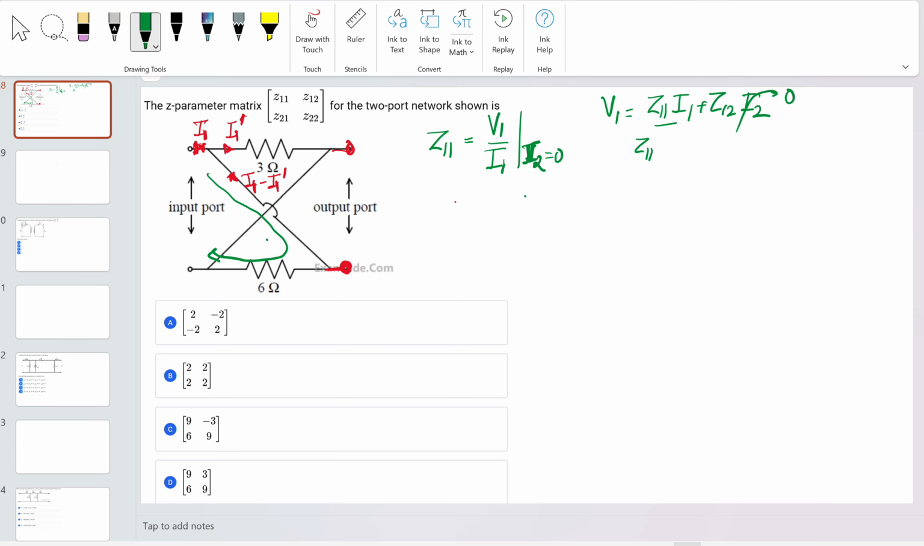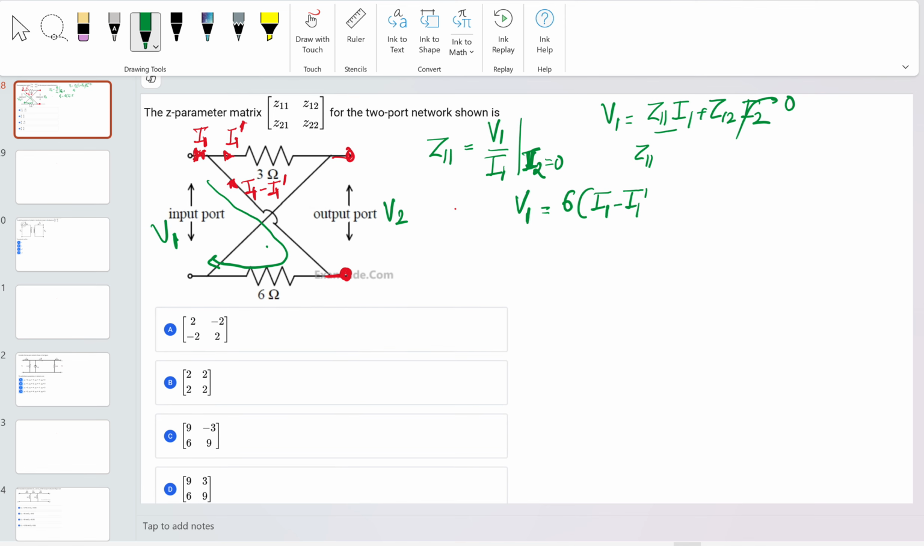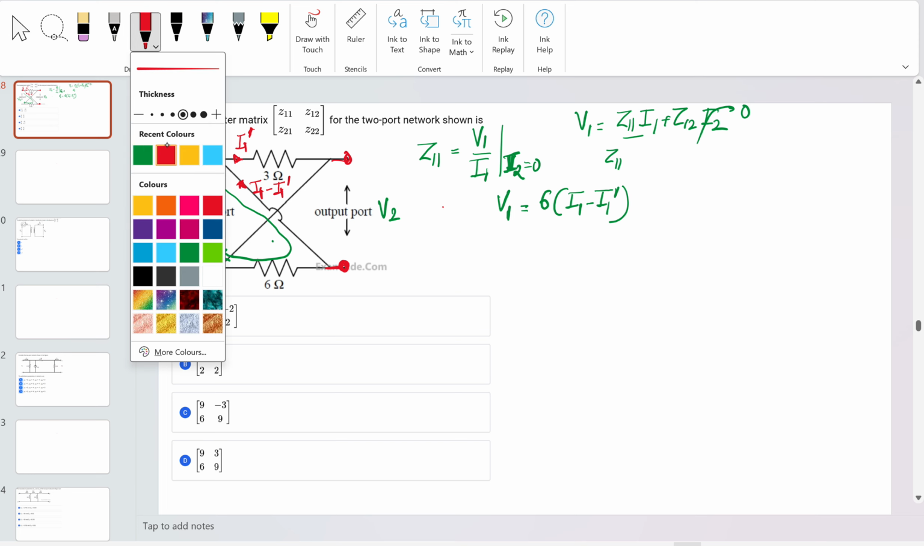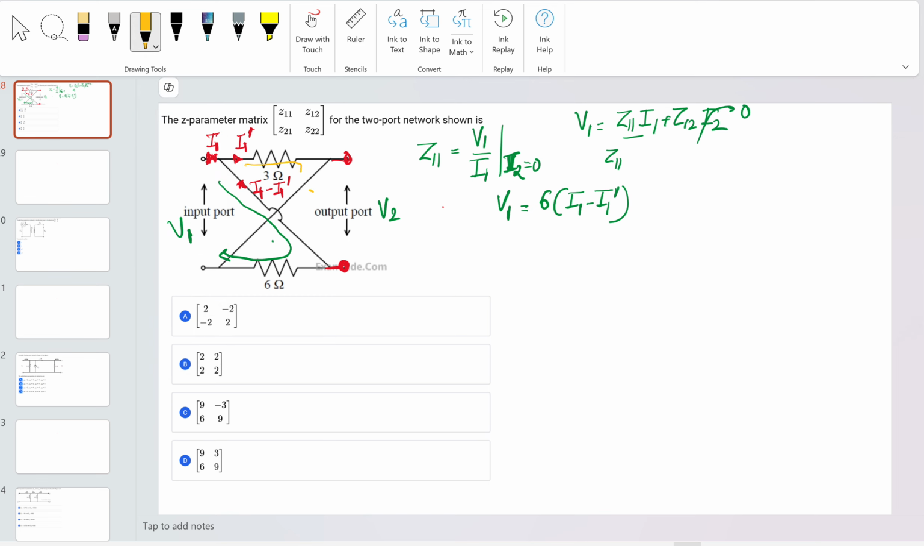So V1, because this is the input side, will simply be equal to 6 times of I1 minus I1 dash. This is the simple set. Now apply KVL in the second path, the other path here. What will you get? Or you can take the loop also. Let's take the loop only, it will be easy.